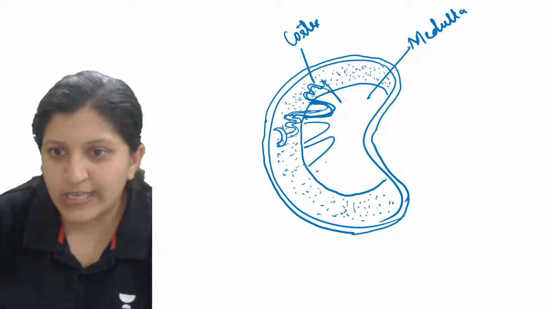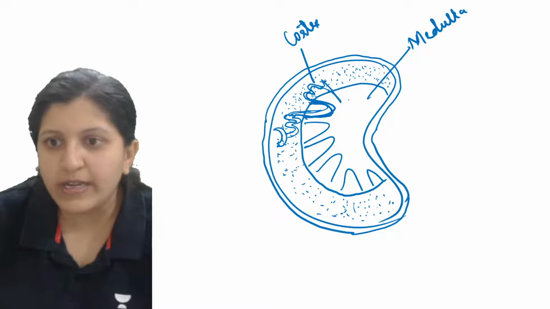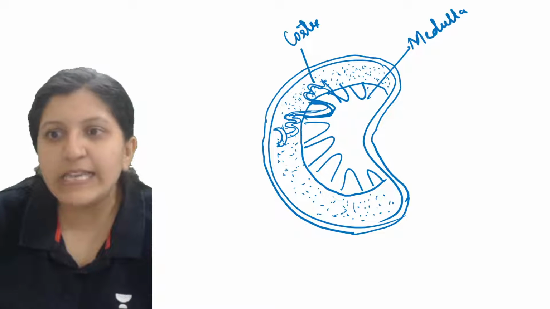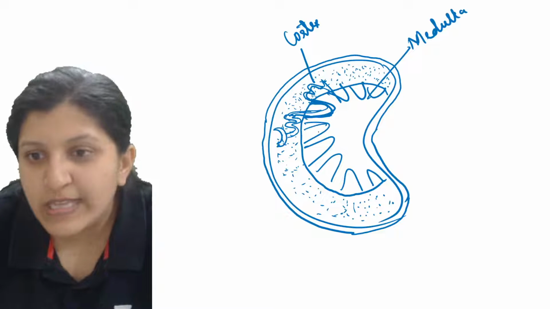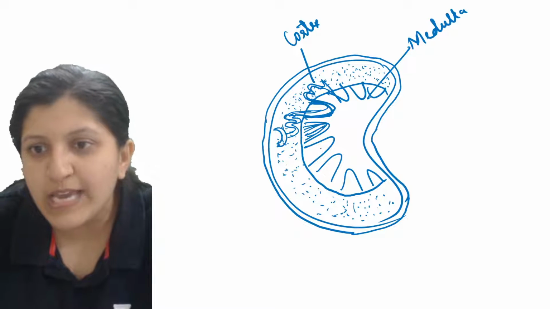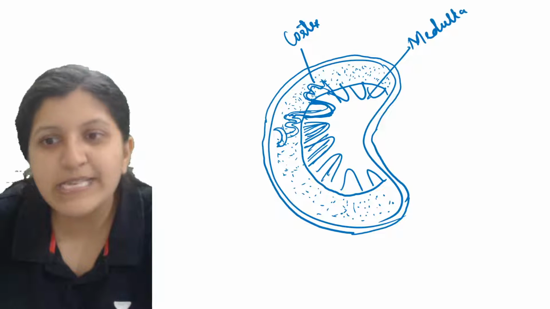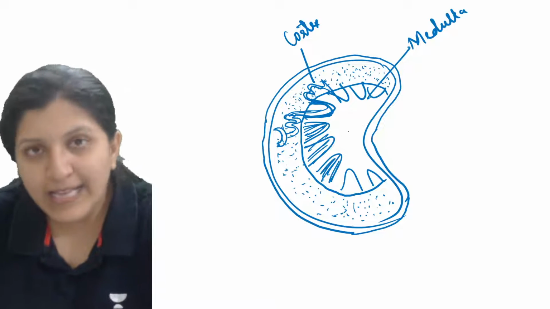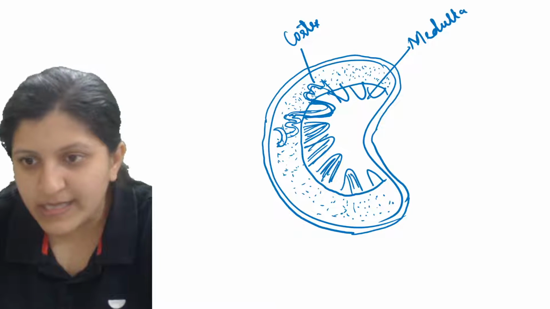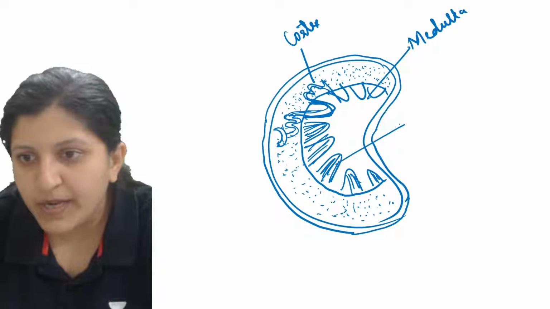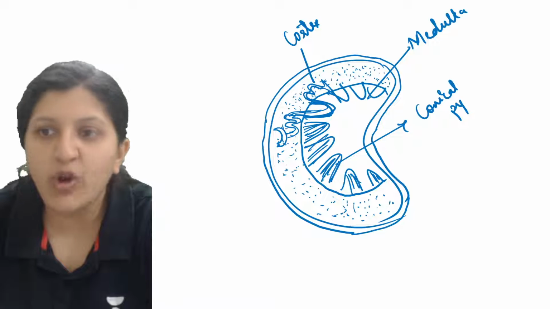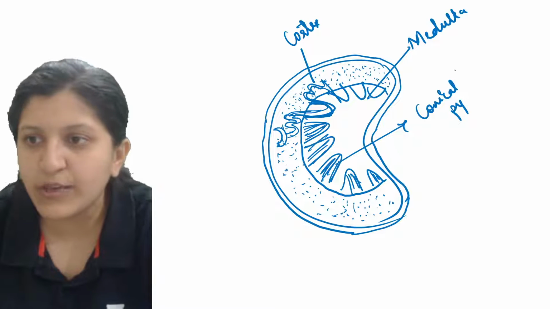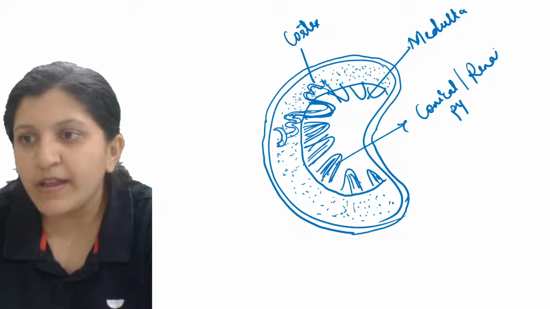Okay, so these conical pyramids, what you find here, these are basically striated, and they are made of what? These striations you see inside are basically made by Henle's loop. So let me just label this. This is the conical pyramid here. This conical pyramid, or the renal pyramid, is what you can find. So this is the renal pyramid.